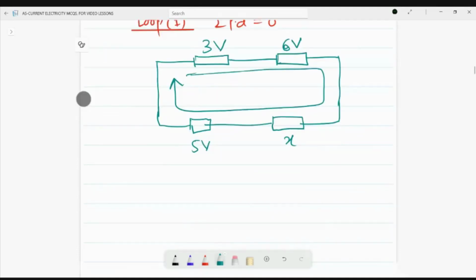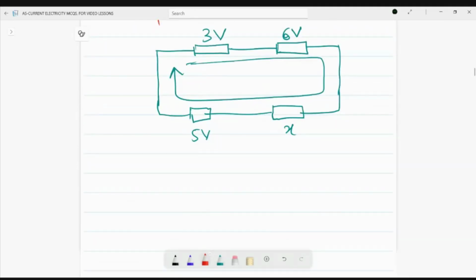Sorry, the potential difference across all of them, across the closed loop, is going to be 0. So 3 volt with positive sign plus 6 volt with positive sign, I can select these two as the source, and then these two as the load. So it can be minus x minus 5 volt, that can be equal to 0.